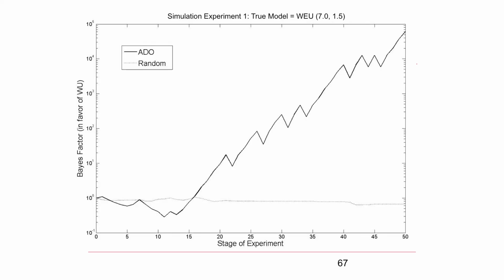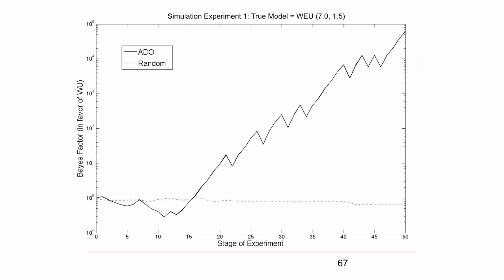According to ADO, if you use this as the threshold, with about 20 gamble pairs, the ADO quickly identified that the underlying model is pretty much WEU. And this is because this is a log scale, so it goes up exponentially. So this is the Bayesian term. This is the posterior probability of WEU being the data generating model.